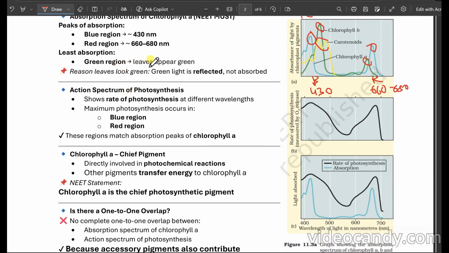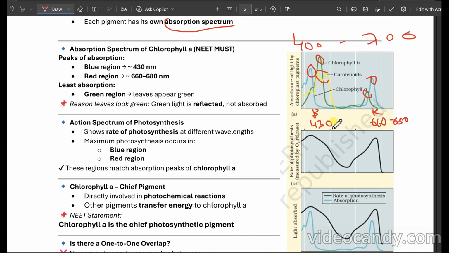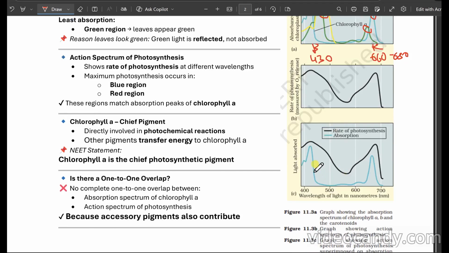So the green region leaves appear greener because, as I already told, the green light is reflected. See, this is the green wavelength, if you take this one, this is chlorophyll A and this is the green colour का वेवलेंथ. सो ग्रीन कलर का वेवलेंथ पूरा ये ऑब्जर्व नहीं कर रहा है. अगर ऑब्जर्व कर रहा तो इधर पीक आता था. ऑब्जर्व नहीं हो रहा है. That's why it's reflecting all the green colour.